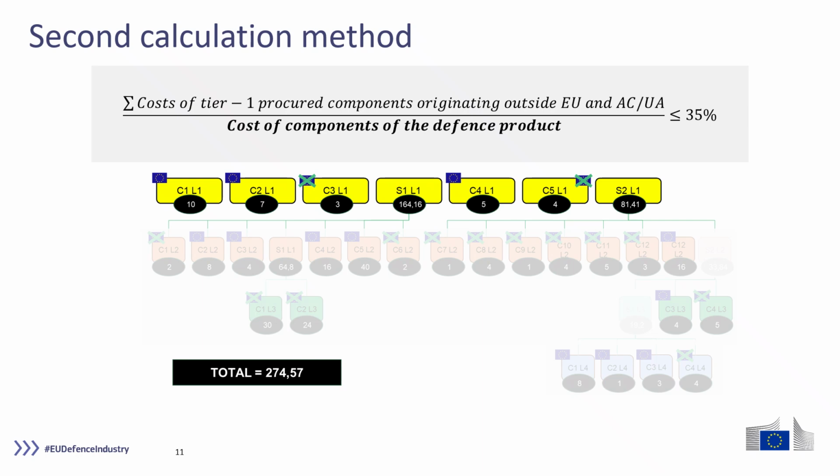The second calculation method uses the cost of components of the defense product instead of the cost of all procured components. To calculate the cost of components of the defense product, we have to narrow our focus to level 1 of the bill of materials. We are only interested in the procured components and subsystems that are directly integrated into the end product. To calculate the denominator, we have to sum the cost of procured components at this level and the total manufacturing costs of the subsystems. In this example, this adds up to roughly 275. Keep in mind that the costs of the final assembly of the end product are not included in this calculation.